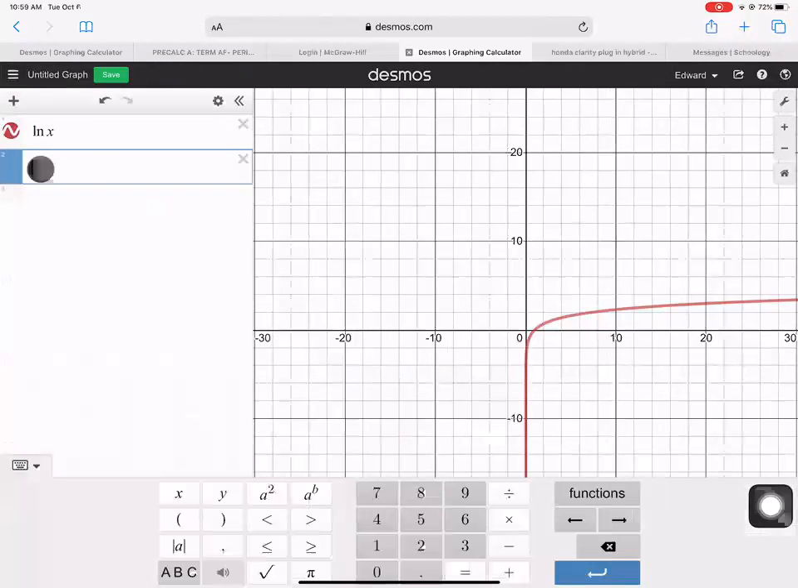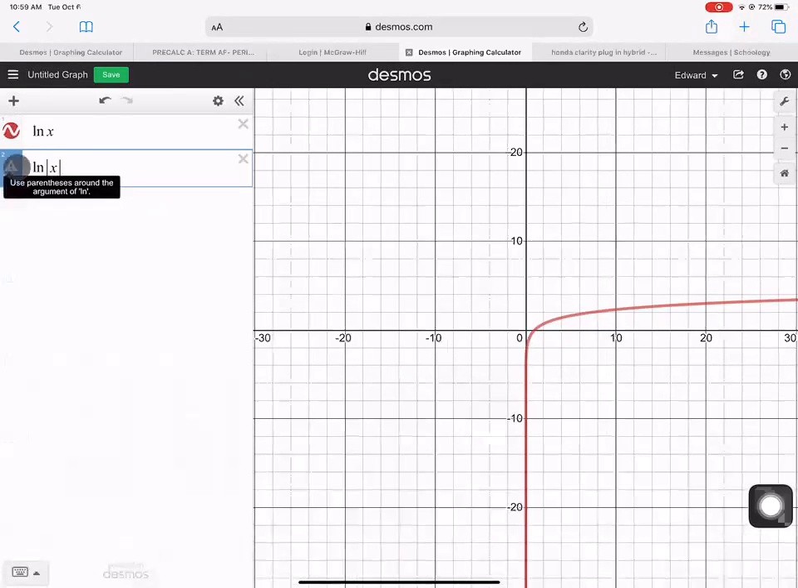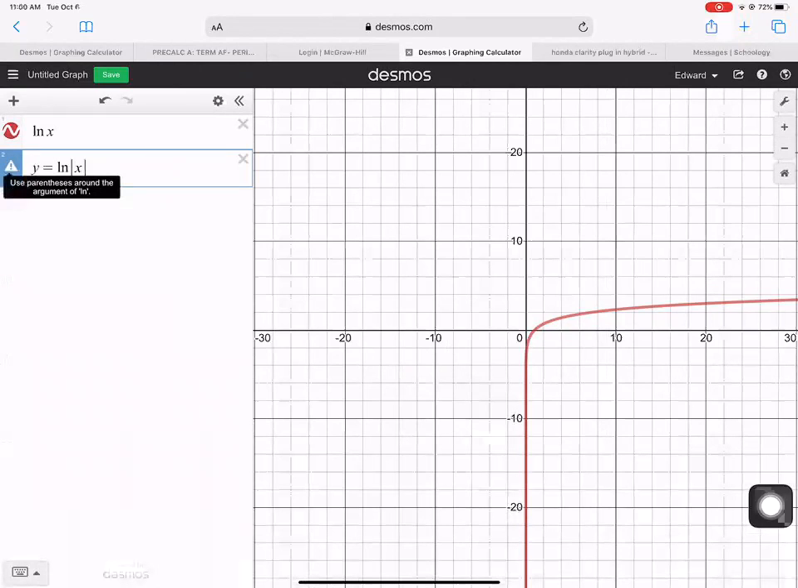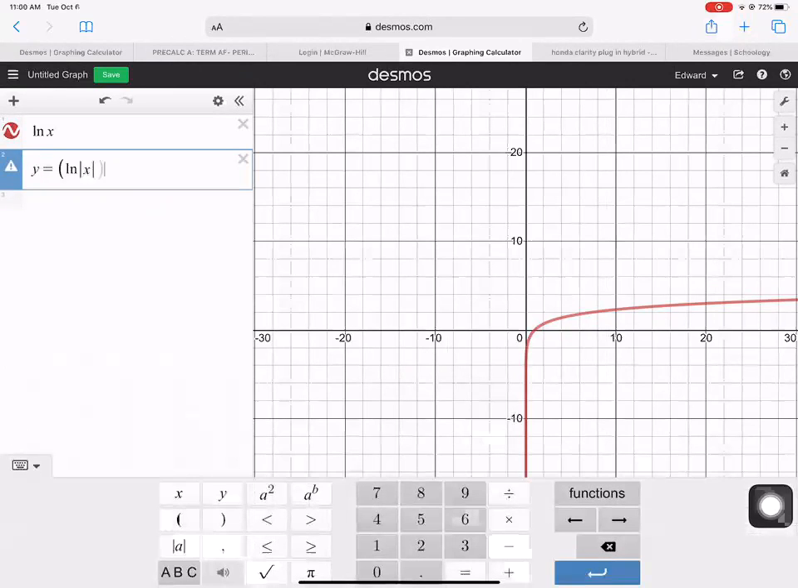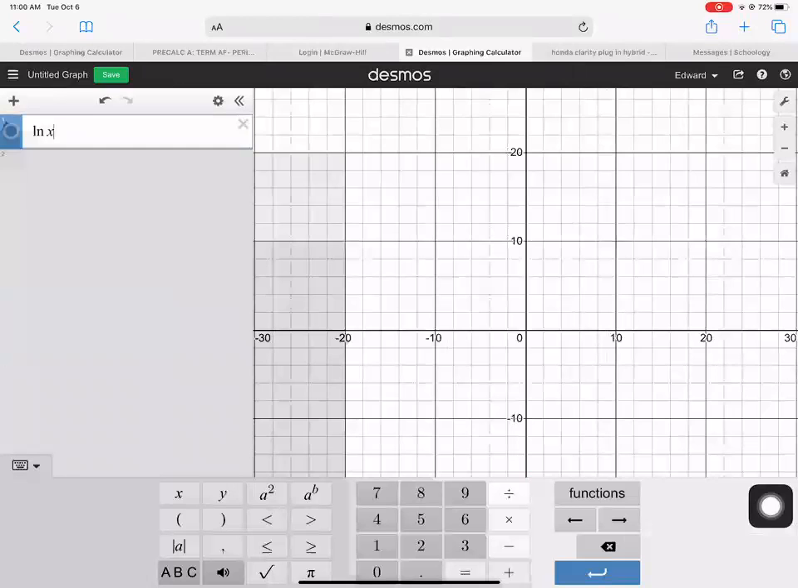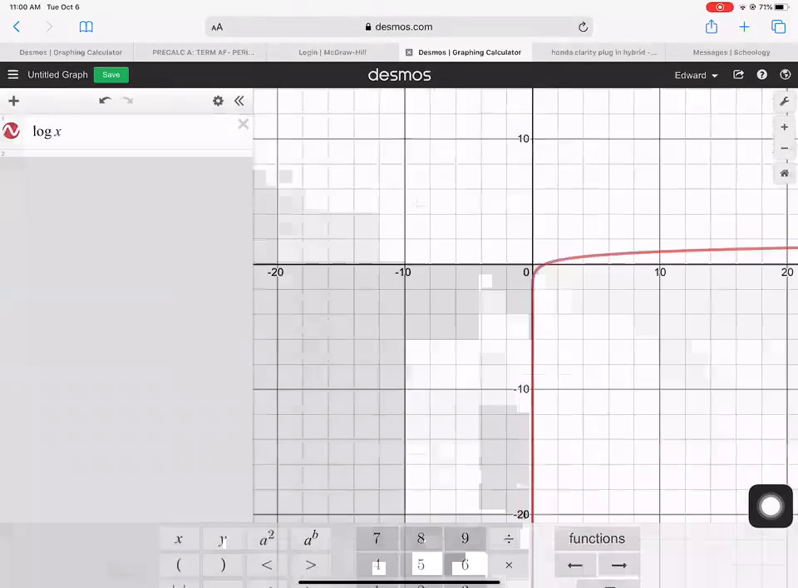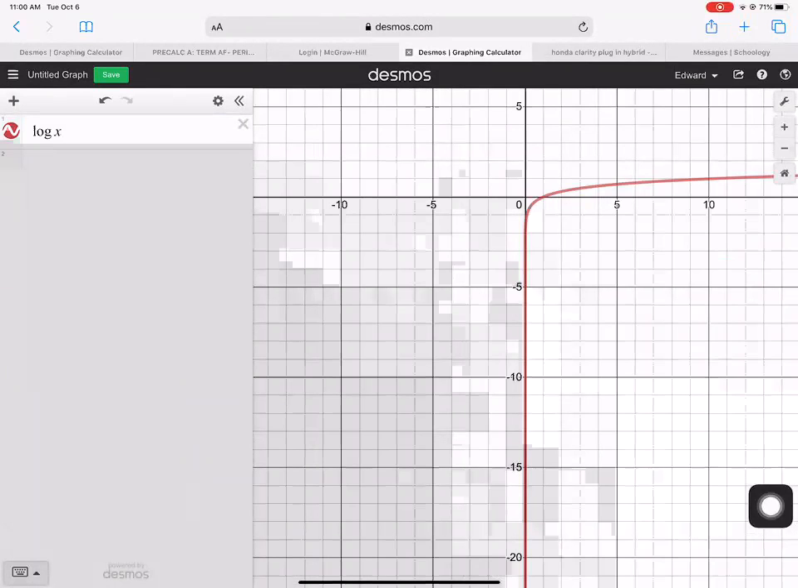Next one is natural log of absolute value of x. Let's see if this will work. I don't know why. It didn't work. Let me try again. Oh, it won't keep it in the graph. Kind of weird. It says use parentheses. Doesn't mean anything. Okay, let's do another one. It's just to do a log graph. You look at this log graph, same type of graph. So if I take the derivative of that, we can't be negative.